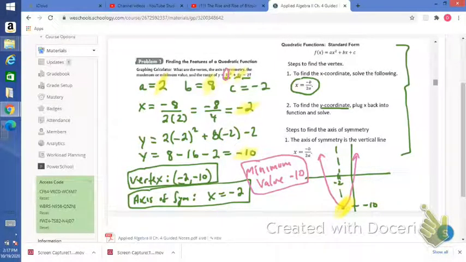Alright, and then your range is all possible values of y. If I start down at negative infinity, the graph is not there. The graph does not start with relation to the y-axis until negative 10. So my range is y has to be greater than or equal to negative 10.